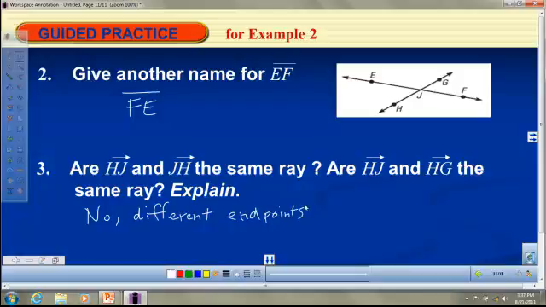Okay, and then HG or HJ and HG. If we look at the first one, we've got H going through J and going in this direction, and we've got HG. If you look, it's the same exact ray. It's going to go in the same direction. So we would say yes. Same endpoints.